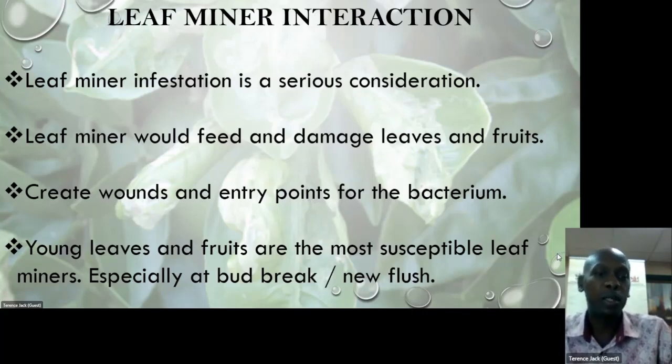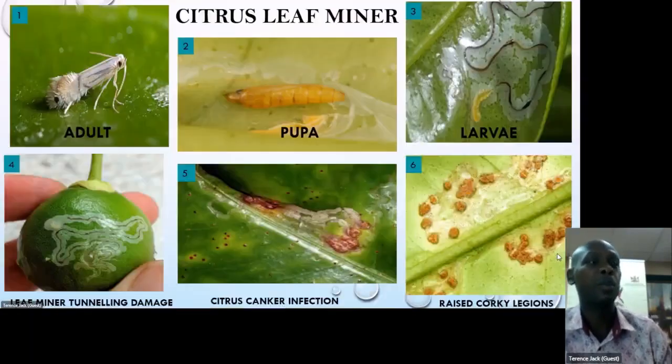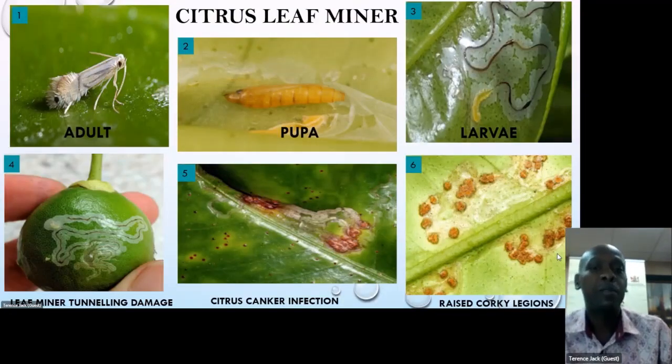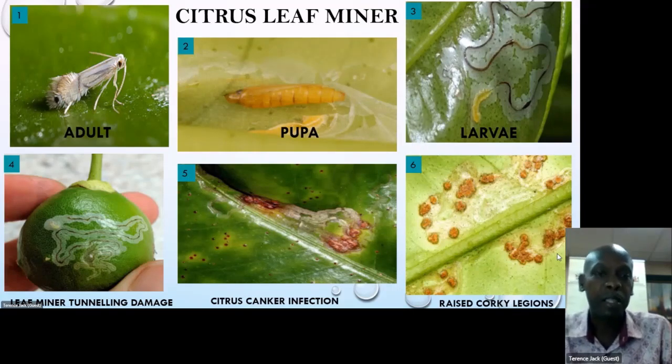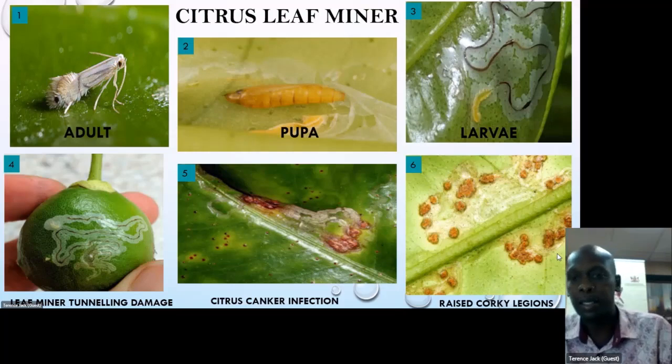And as well, your young leaves and your younger fruits are more susceptible to the leaf miner attack. So you must be careful and vigilant, and look for leaf miner interactions when we are treating for citrus canker. As I move on to the other slide, we have a clearer illustration of how leaf miner interaction can facilitate the development of citrus canker disease.